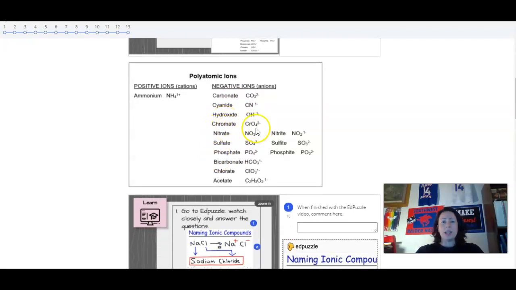Chromate is a good one to know. It's fairly common in chemical substances, paints, things to look out for. Nitrate and nitrite are very close in nature. They're very similar to each other. Sulfate and sulfite as well are very similar to each other. Phosphate and phosphite. Bicarbonate is baking soda.